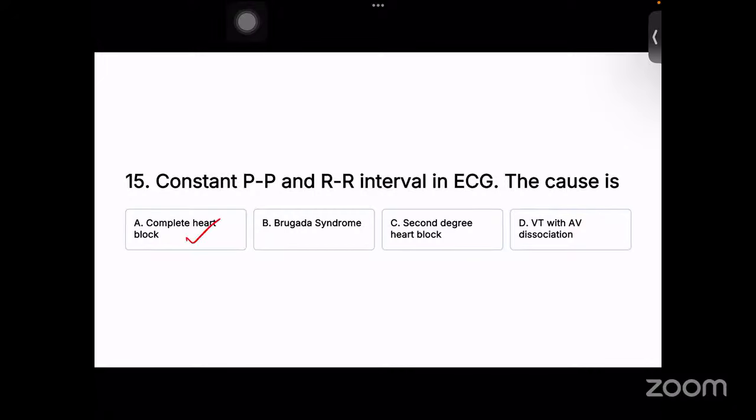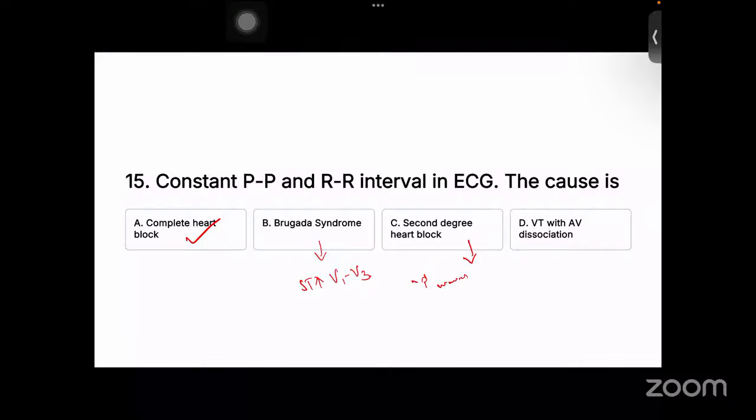Okay. In a Brugada syndrome, you will see the ST elevation in V1 to V3. And PR relationship will be maintained. In second degree heart block, in a Mobitz 1 or 2, occasional missing of P wave will be seen, or regular missing of P wave will be seen with the sudden drop of QRS complex.